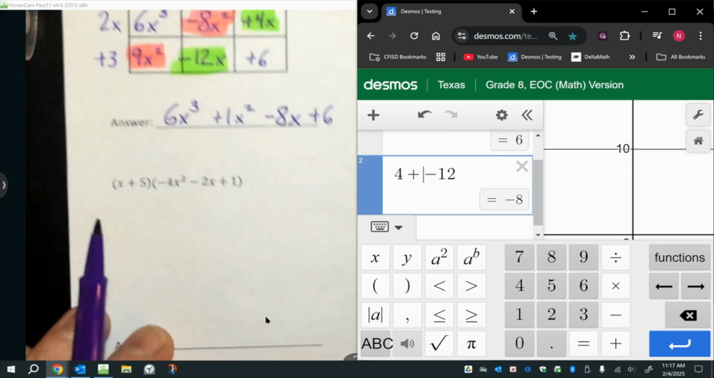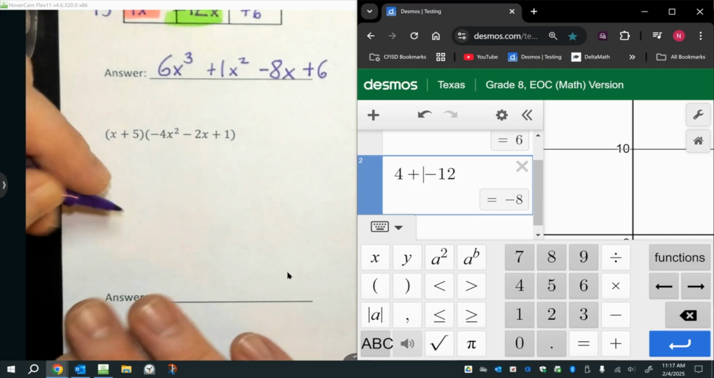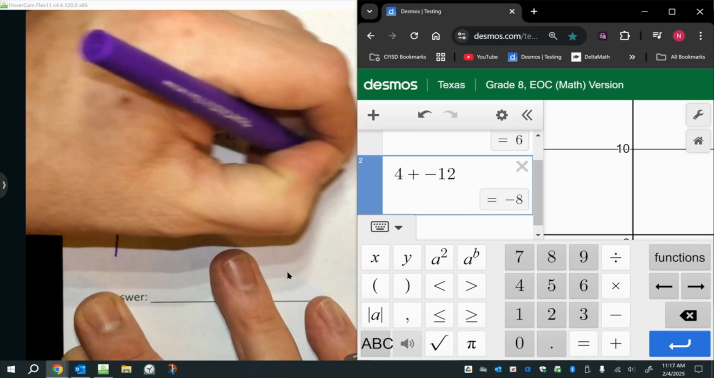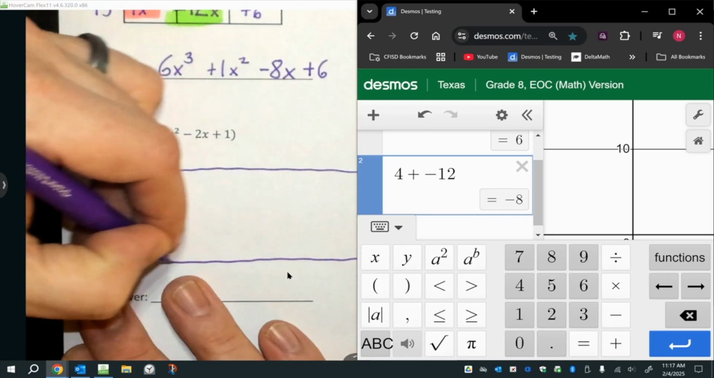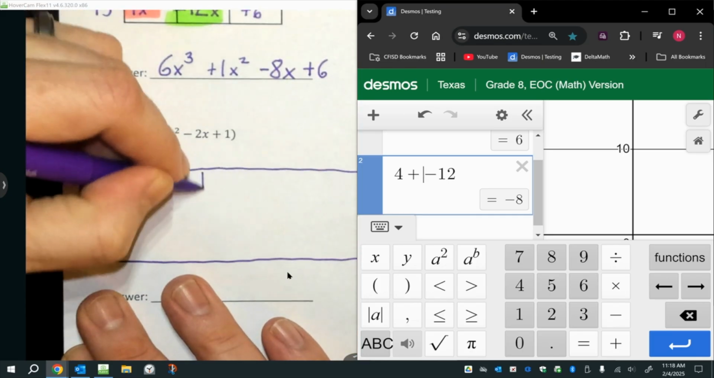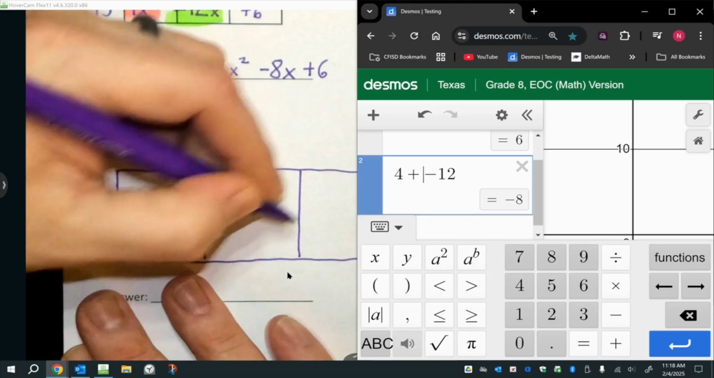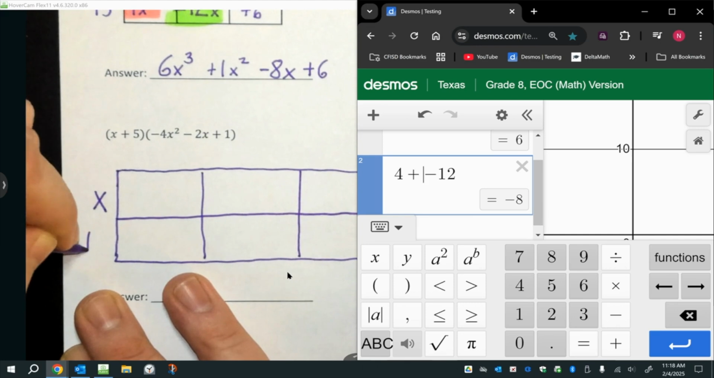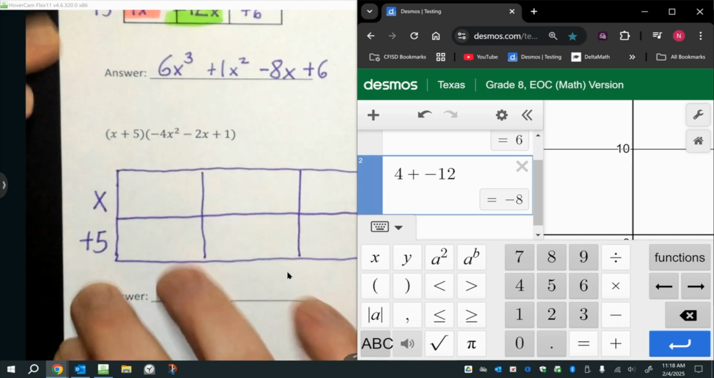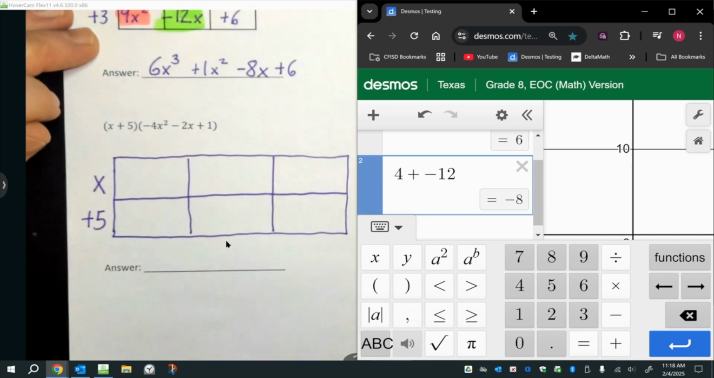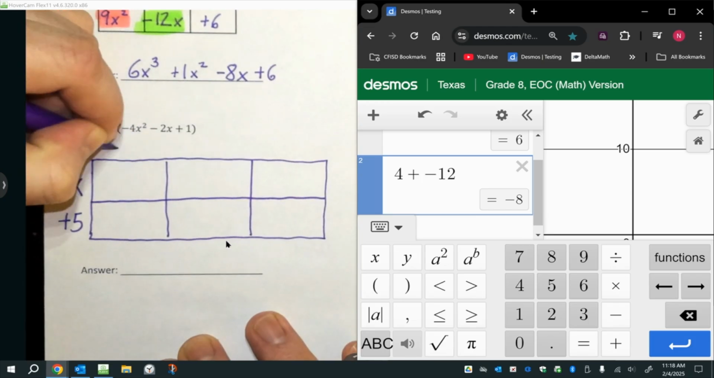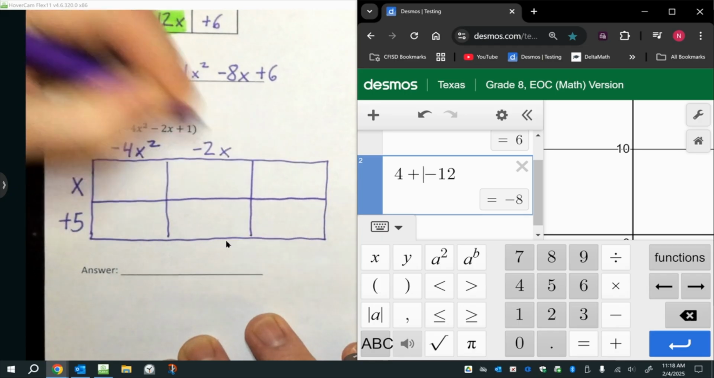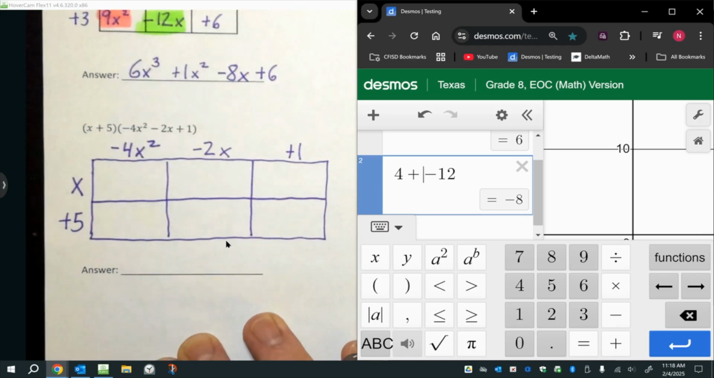Oh, now I don't have a box. Okay, well, let's draw our box. No big deal. We can draw a box. Make our box real big. We can make our box small. Like, it doesn't matter, man. We'll make it real big. Everything shows up real good. x plus 5. Negative 4x squared. Negative 2x plus 1.